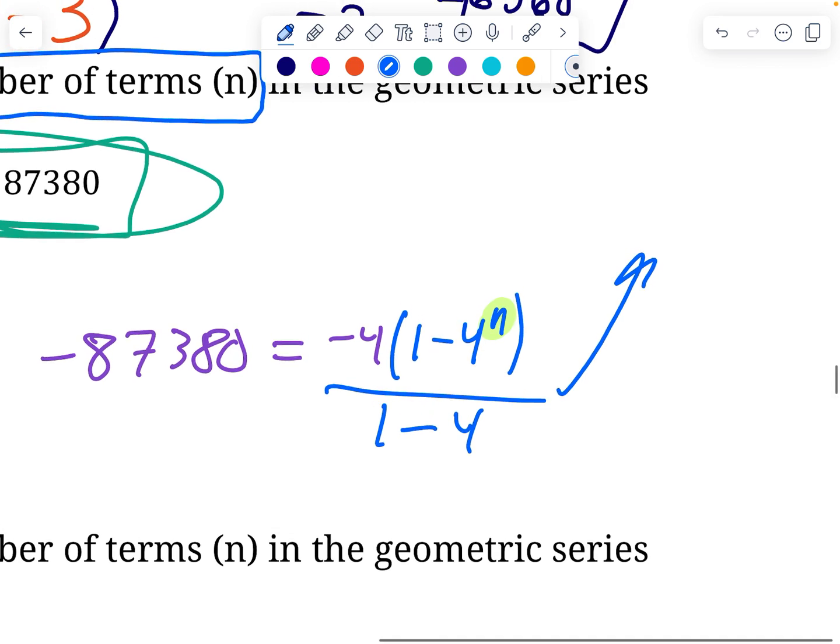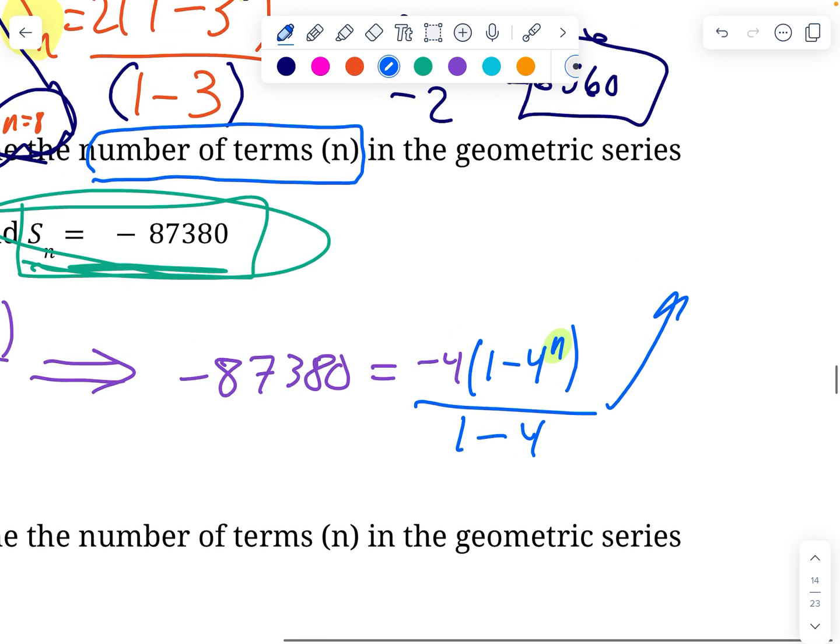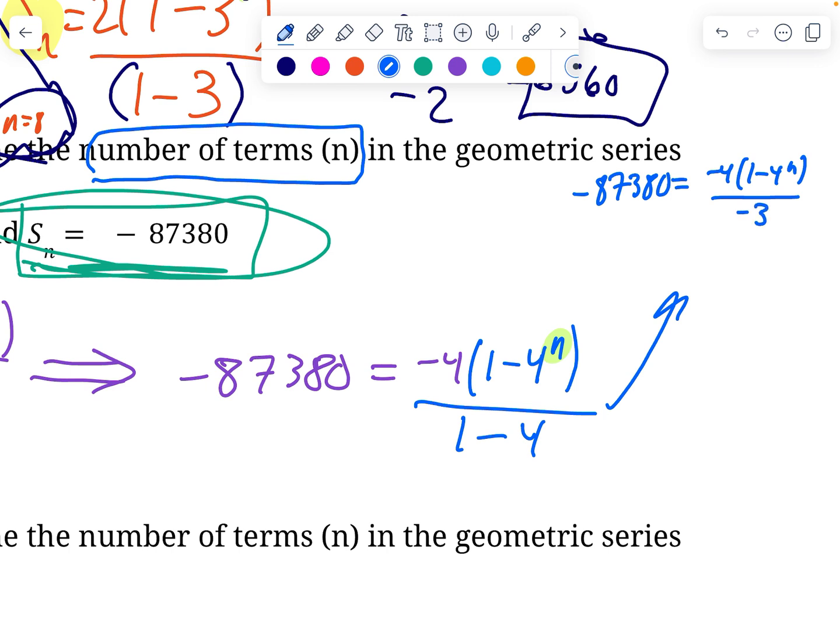First, I'm going to do the 1 minus 4 in the bottom. So I'm going to get negative 87,380 equals negative 4 times 1 minus 4 to the n divided by negative 3. I'm going to multiply the negative 3 over. You don't have to do it this way. I'm just going to show you the way that my head goes when I see this algebraic equation. 262,140 equals negative 4 times 1 minus 4 to the n.